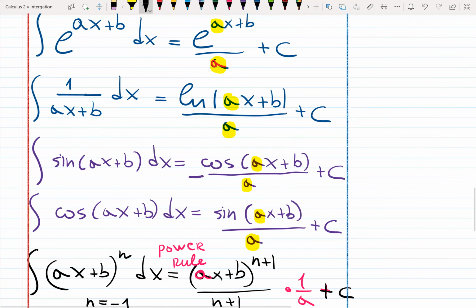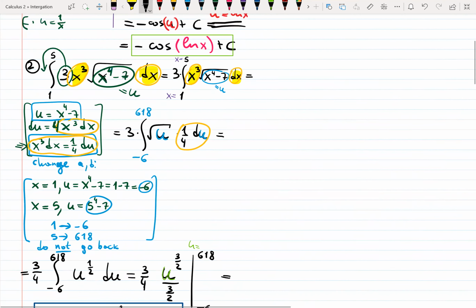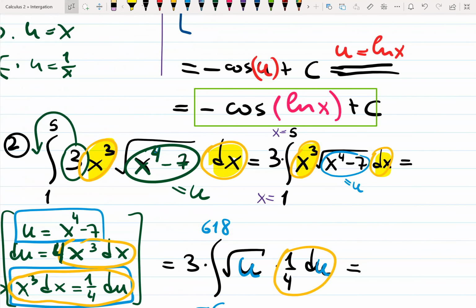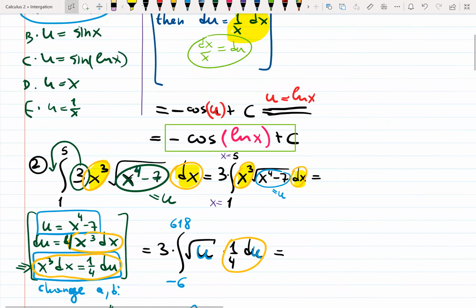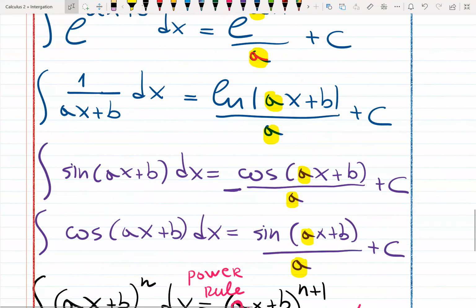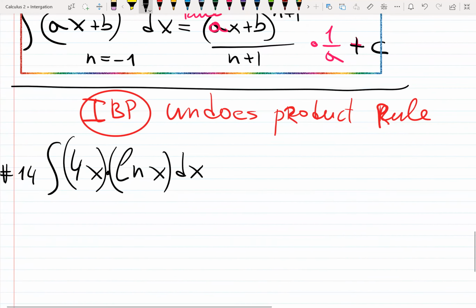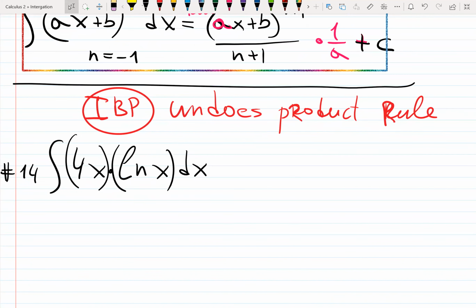We had polynomials, right? We had this guy, x to the 4 and x to the 3. That's U substitution for sure. But if there are two functions that have no relationship between each other, that's a product of two functions. And a product of two functions should be integrated using integration by parts. Log and 4x have nothing to do with each other. So that's how I know.